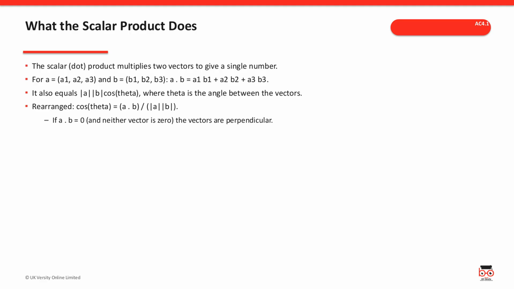The scalar product, also called the dot product, multiplies 2 vectors together to give a single number. For a = (a1, a2, a3) and b = (b1, b2, b3), it's a1b1 + a2b2 + a3b3. Crucially, it also equals the magnitude of a times the magnitude of b times the cosine of theta, where theta is the angle between them. Rearranging gives cos theta = a·b over the product of the magnitudes, and if the dot product is 0 with neither vector 0, the two are perpendicular.